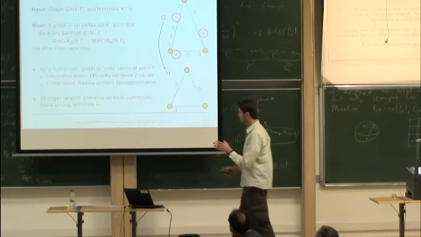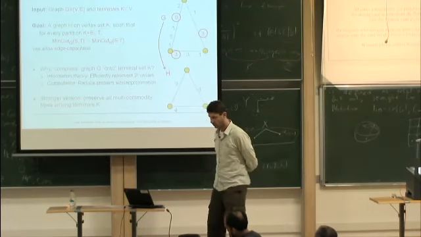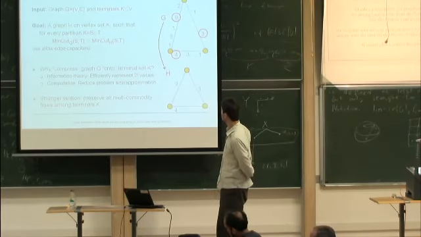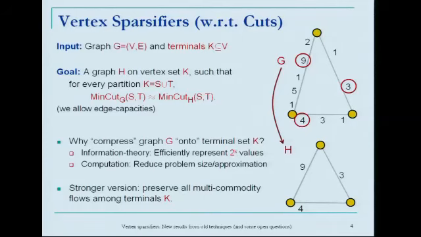And as I said, there's a version with multi-commodity flow. If you know about it, then you know what I'm talking about. If not, then it doesn't matter. It's just easier to think of it this way. So what's known about this object? This object that we just saw, I'm going to call a vertex sparsifier. We sparsify the graph by removing vertices, or keeping only few vertices in a way.